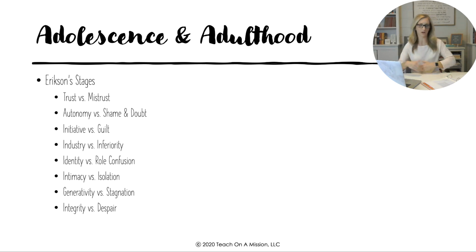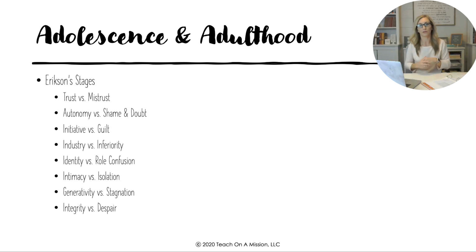Industry versus inferiority is more elementary aged, where, think of recess, you're really learning what you're good at, whether it's tetherball or running or the monkey bars. You're learning areas where you're really good, especially in school and in activity and sports. Identity versus role confusion is adolescence. You're understanding who you are, what your preferences might be for the bigger decisions in life, and who you're going to be as an adult.